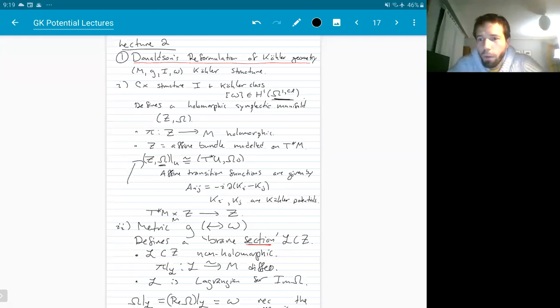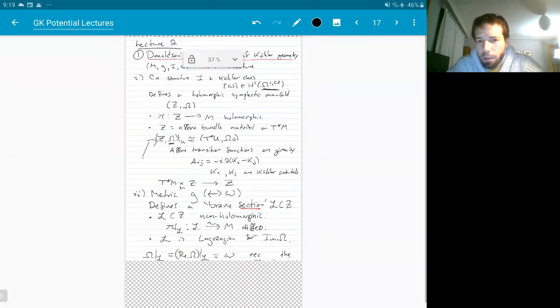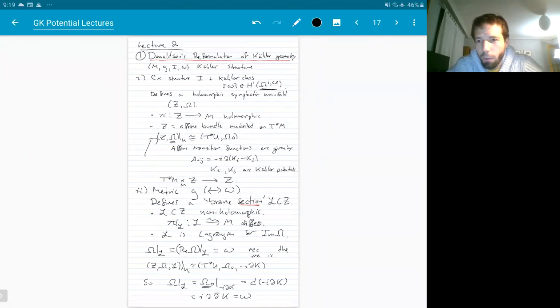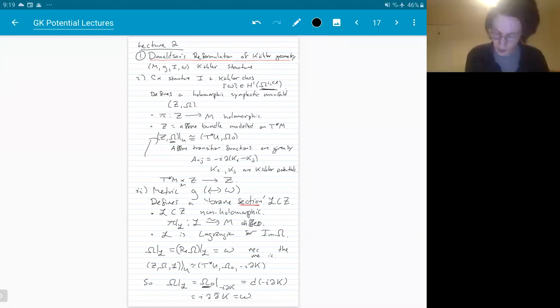Right, but then when you say that the Ki, Kj are Kähler potentials, is this for which metric? When I actually constructed it, starting with the Kähler structure, I did use the details of this specific Kähler structure to build Z. But just as a holomorphic symplectic affine bundle, it only depends on the Kähler class. Okay, thanks.